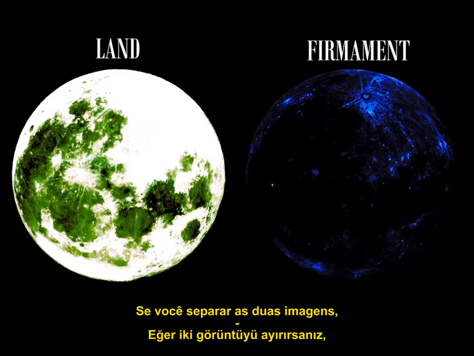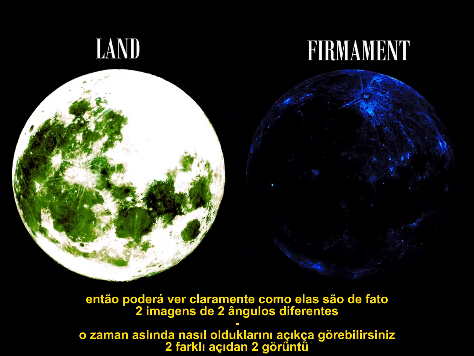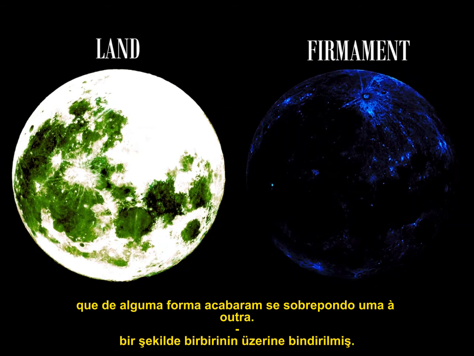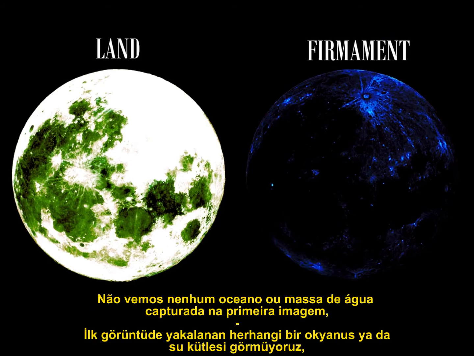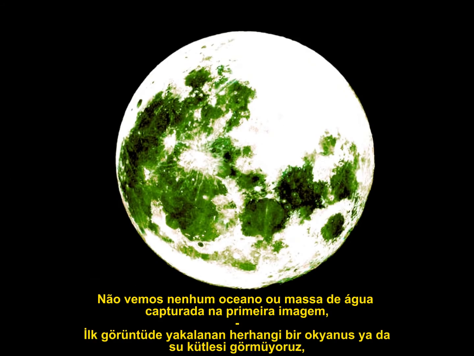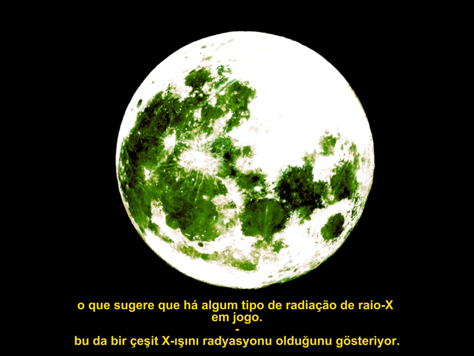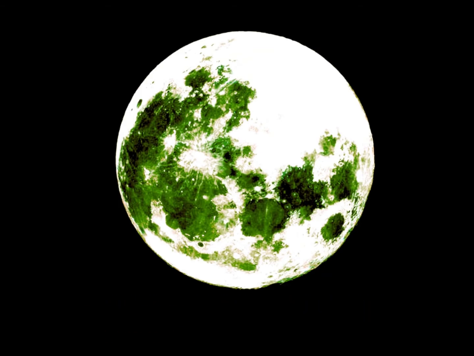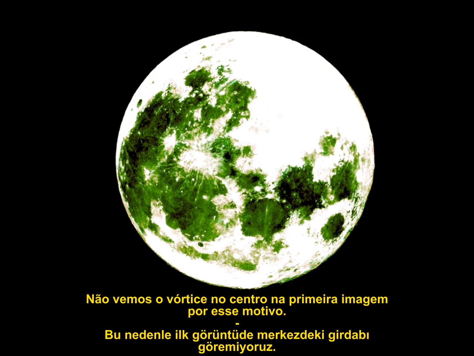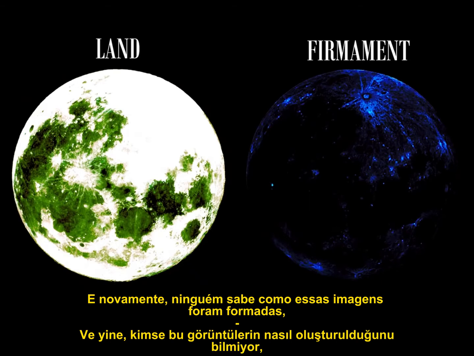If you separate the two images, then you can see clearly how they are in fact two images of two different angles that somehow have ended up superimposed on each other. We do not see any oceans or water mass captured in the first image, which suggests there is some kind of X-ray radiation at play. We don't see the vortex at the center in the first image for this reason. And again, no one knows how these images were formed.